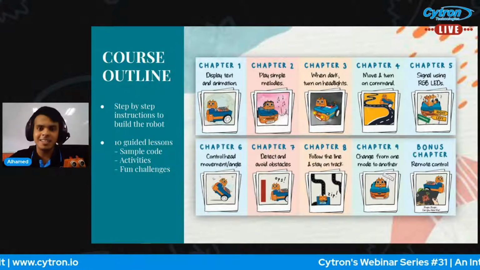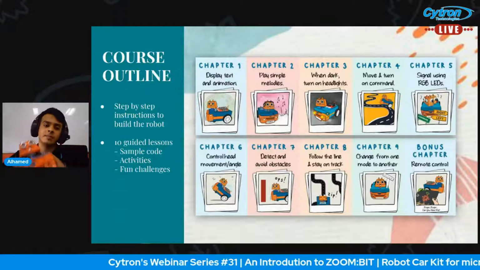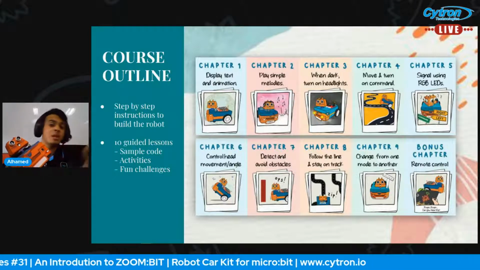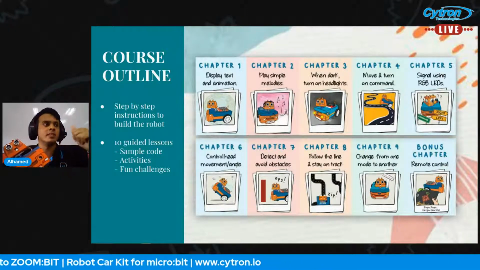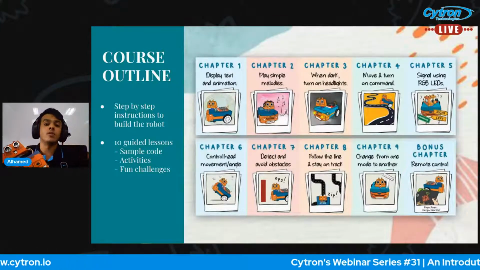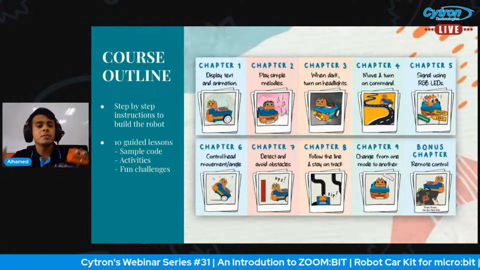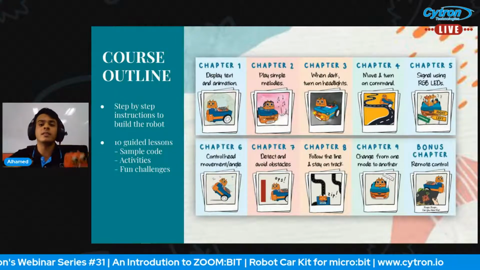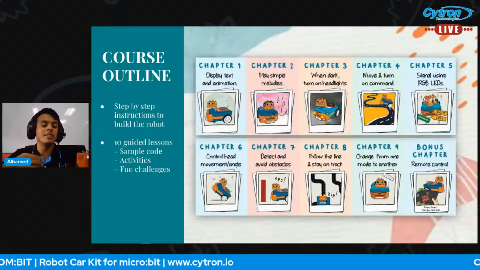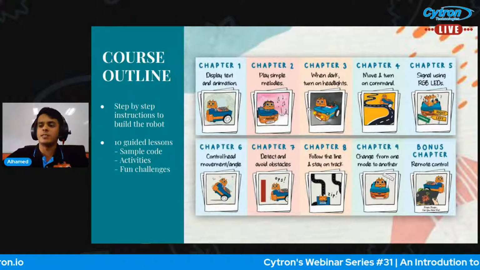In chapter 9, as I mentioned just now, you will combine all you have learned in the previous chapters to program ZoomBit, so you'll be able to switch between the three modes: the manual mode, obstacle avoidance mode, and the track following mode. Lastly, there is a bonus chapter for you. If you happen to have another microbit, you will be able to remote control the ZoomBit using the other microbit. I hope that's clear for you guys.